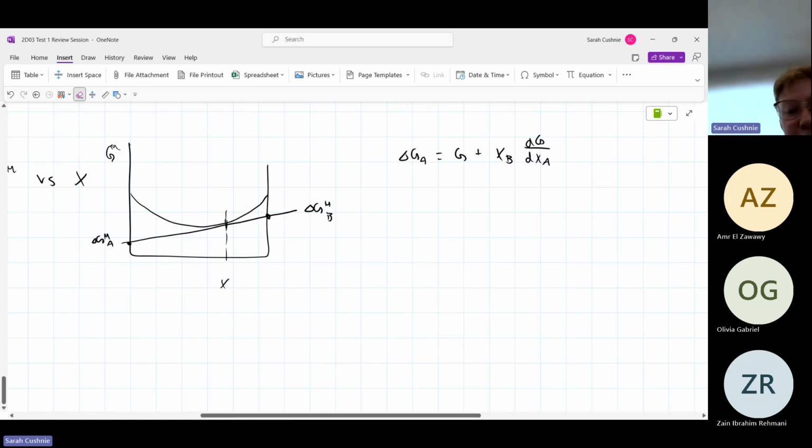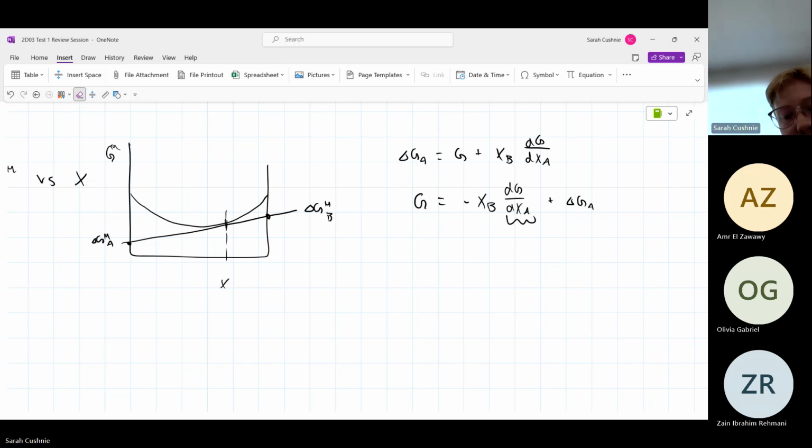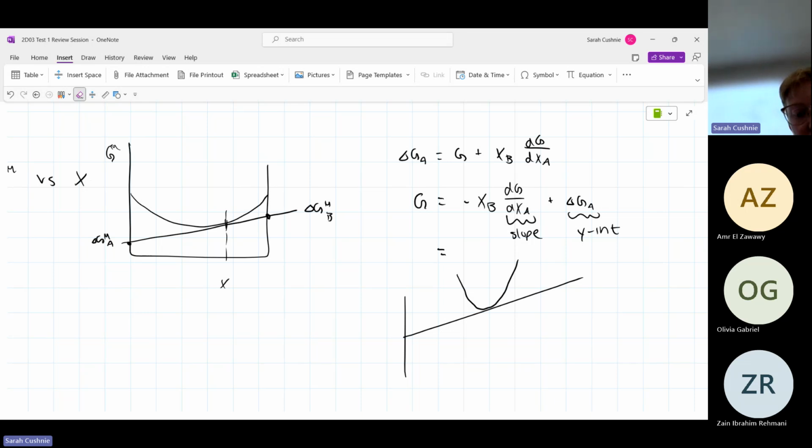The way I like to think about this is I know that G is equal to negative XB dG dXA plus delta G A. dG dXA is equal to the slope, right? So this is the slope and this is the y-intercept. If we take the slope at any point, that would be the tangent, and whatever that y-intercept is. So on this side, for example, that would be delta G A. Does that kind of make sense?